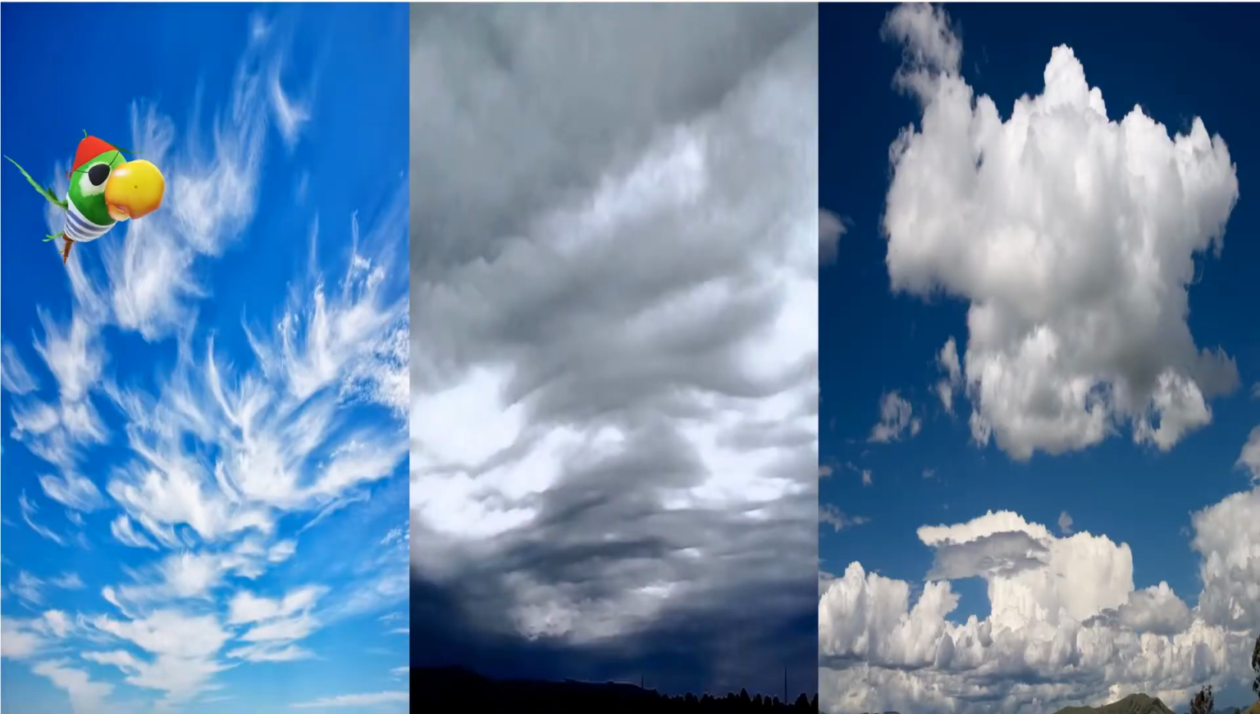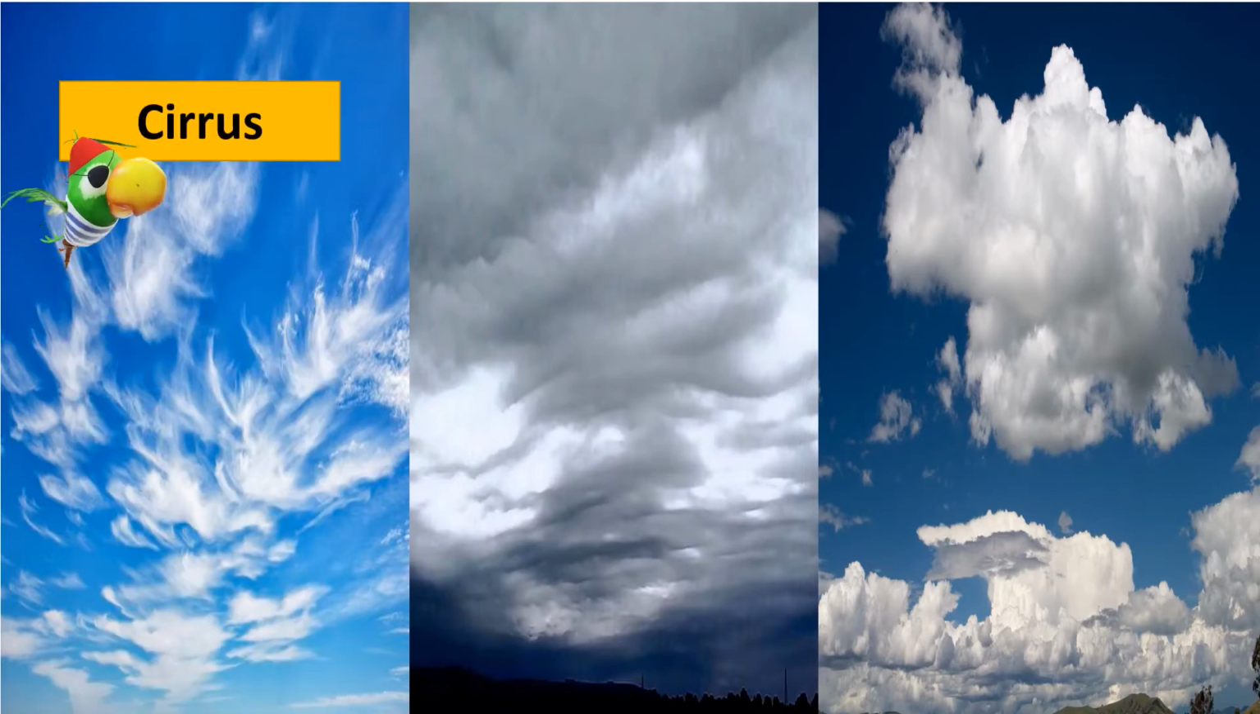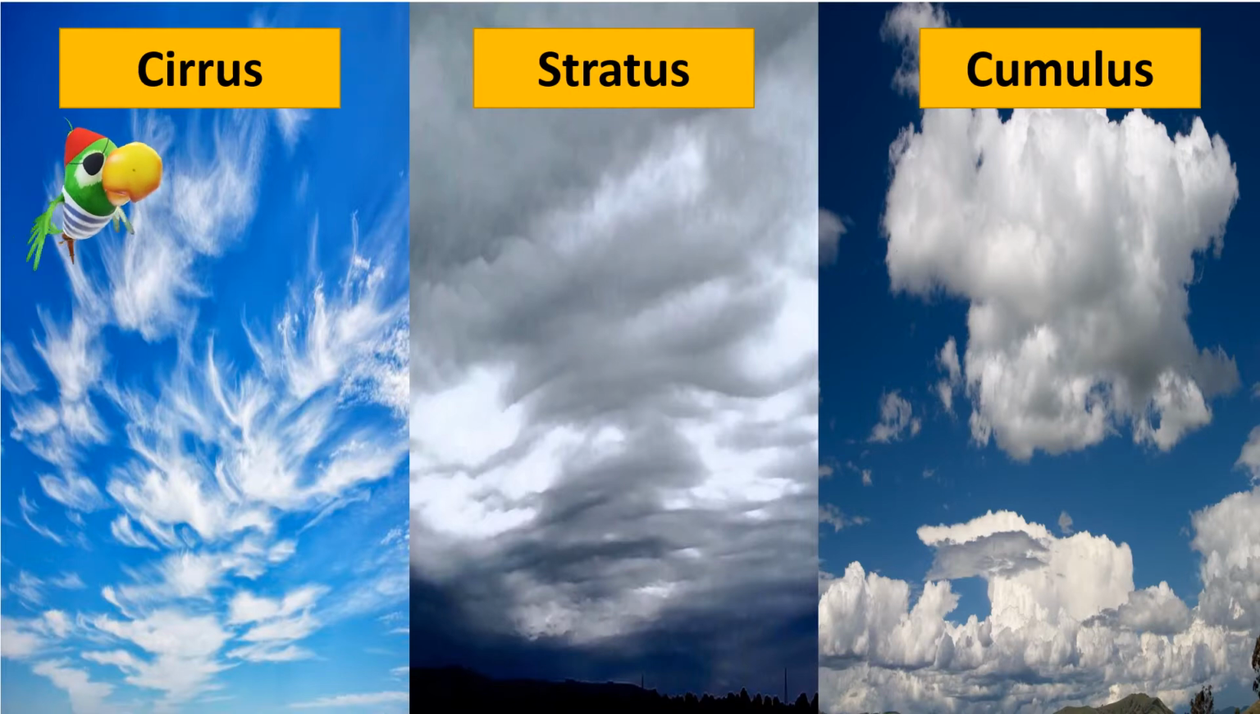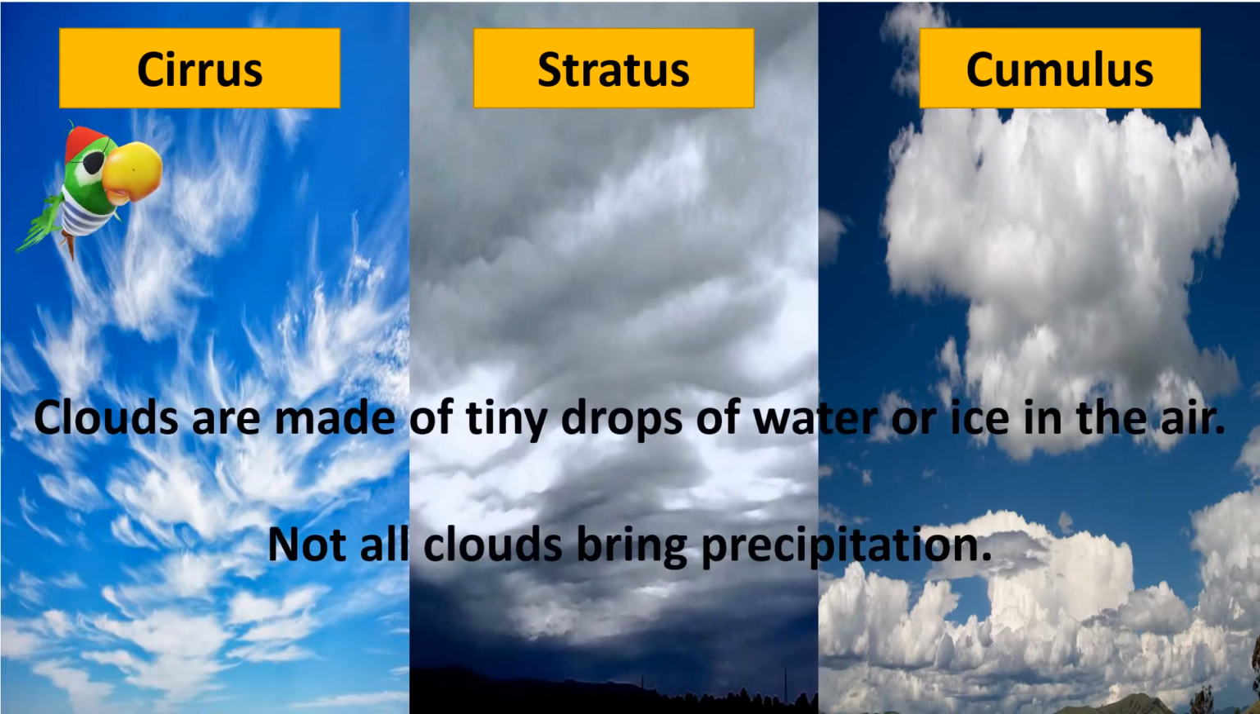There are many other different kinds of clouds. You have cirrus, stratus, cumulus, and many more. All of these clouds are made of tiny drops of water or ice in the air. However, not all clouds bring precipitation. How do clouds form? Let's find out.